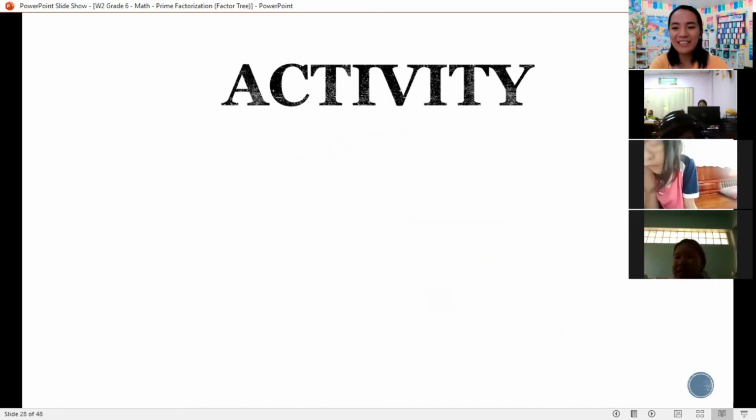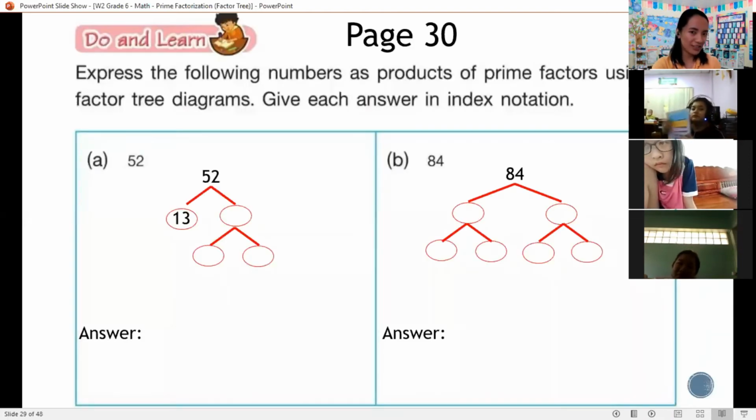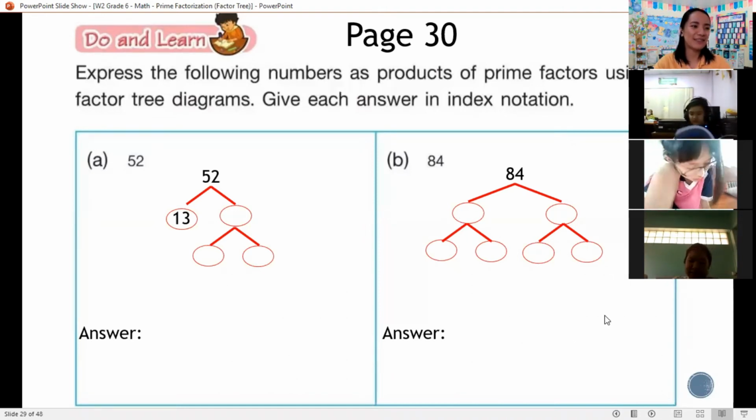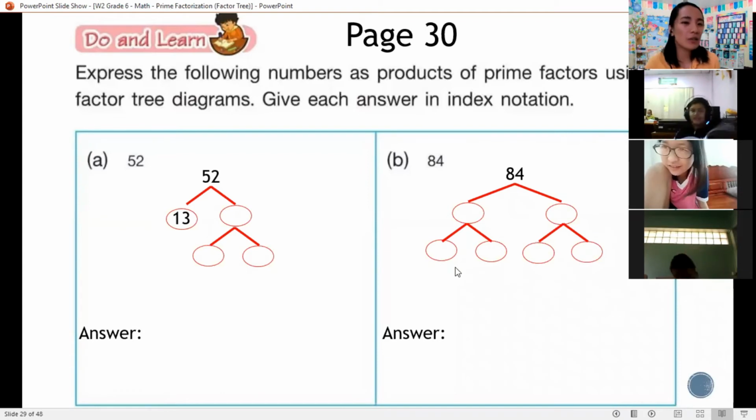Next, we have your activity. Now open your books. It's your turn. Open your books to page 30. Page 30, Do and Learn. All of you, please open your books. Are you all in there? Yes. Okay, are you ready to answer? Yes. Tang said no. Why? Okay, let's start.